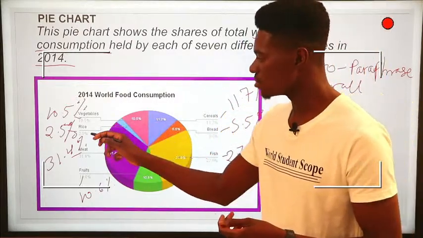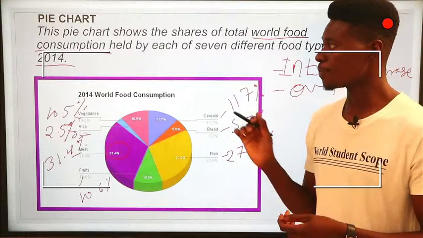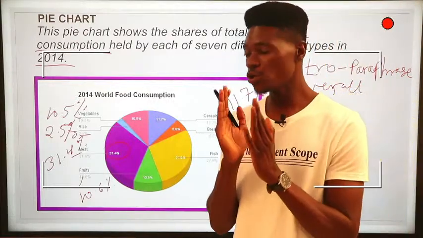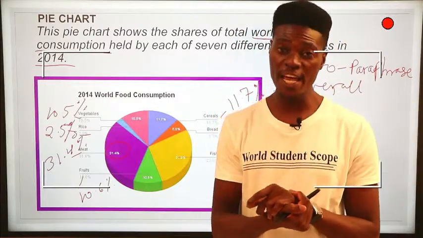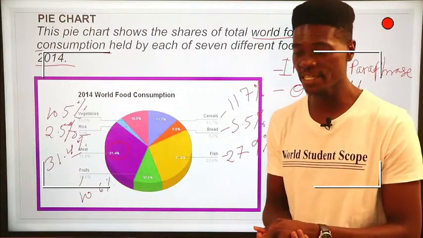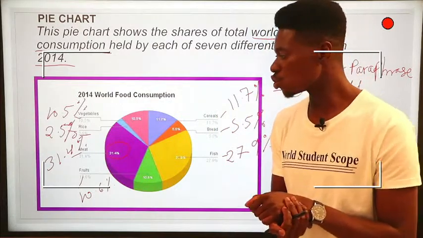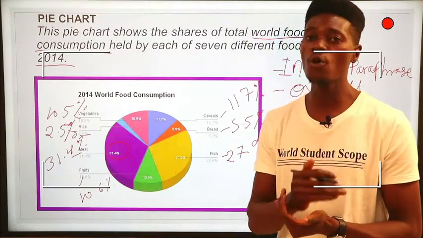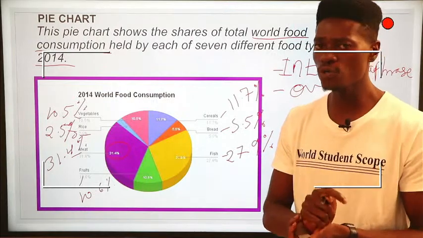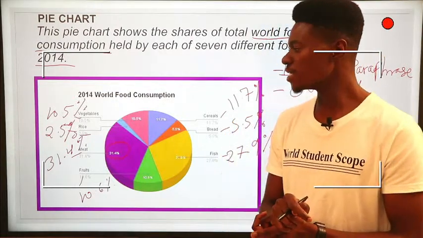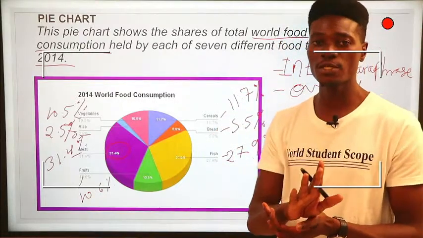So the least one is rice, which is 2.5%, as it can be seen from the pie chart. Now how are you going to write it? In your overall, you write: from the given graph, it can be observed, or it can be shown, or it can be illustrated that the food which was consumed in highest value was meat. That was consumed for 31.4% in 2014, whereas the lowest amount of food which was consumed was rice, which was consumed at 2.5% in 2014.